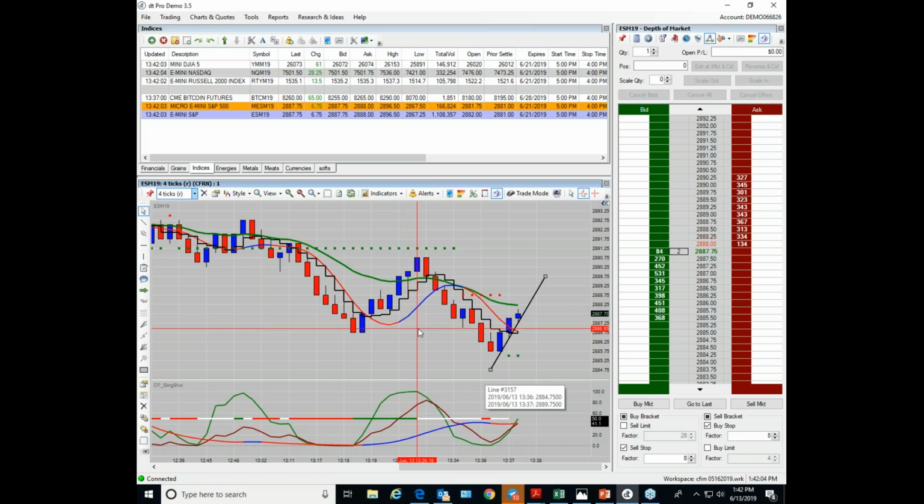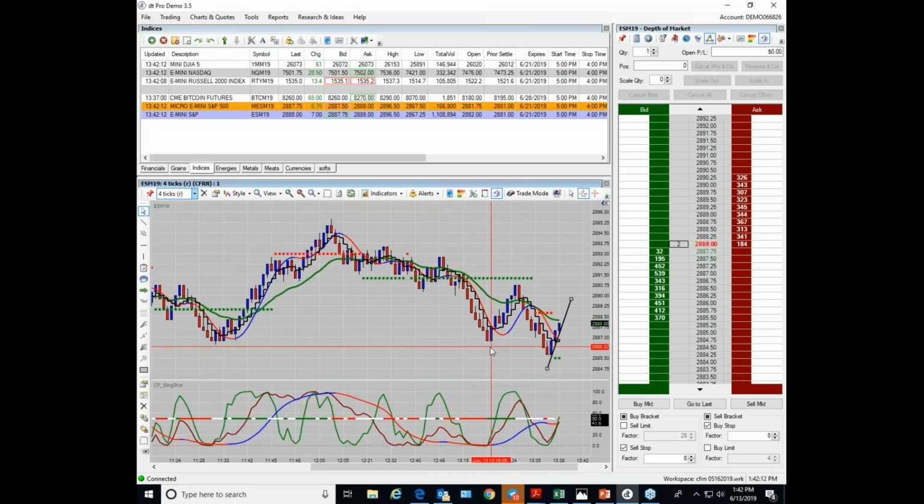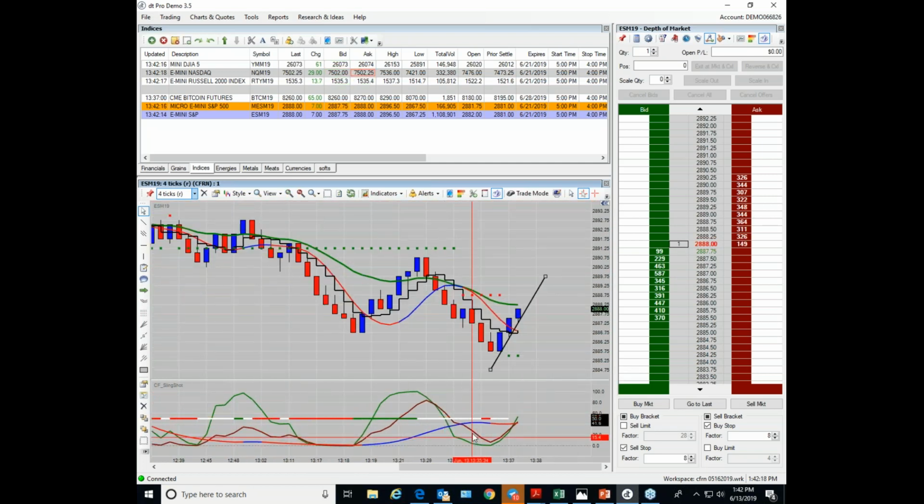Okay. There's the trend line. So let's break this down, right? A few things that stick out. Are we trending? Well, we did make a lower low. It's marginal, but we did make a lower low. Okay. But what I see here is I see a cycle that is flat. It's red, but it's flat.